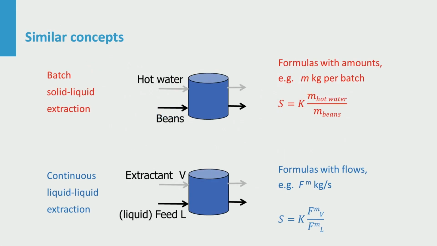Now we move from batch-wise coffee extraction to continuous extraction, so we can also scale up easily. The concept is the same for liquid extraction. Our formulas will not really change. For separation factor S, we just take flow ratios instead of mass ratios. The auxiliary phase, now called V, is kept on top in the equations of the feed phase, now called L.